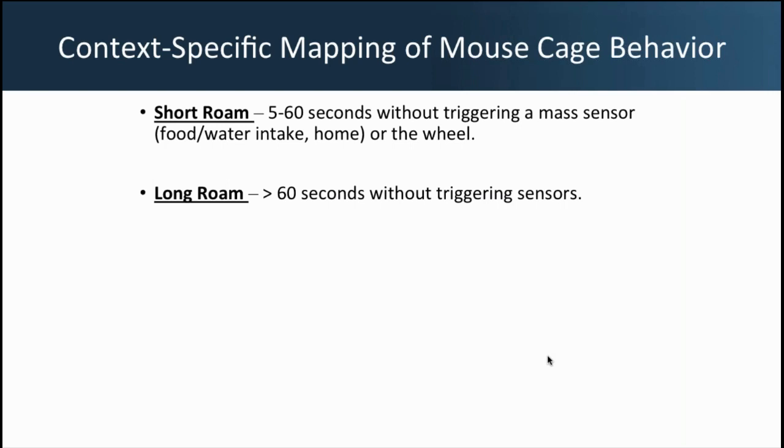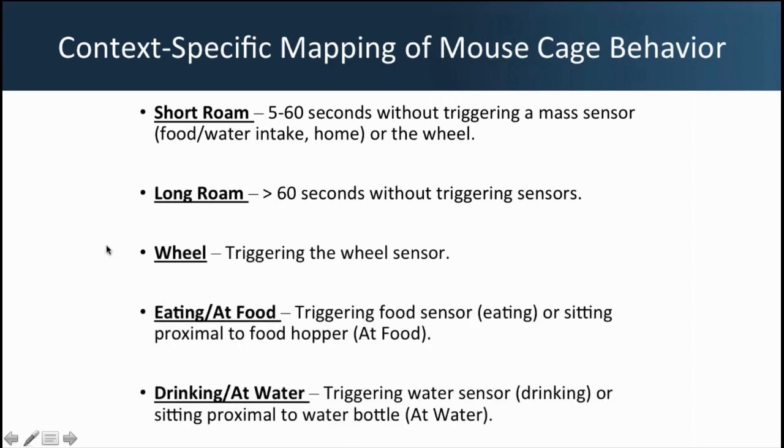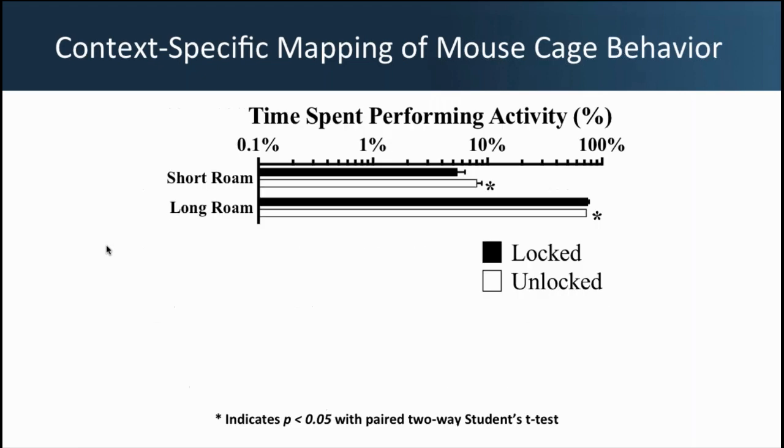And so in order to do that, we use the behavioral transition mapping and the behavioral list data that John showed at the end of his talk. And just to clarify some definitions really quick, this is a short roam or a short lounge, where mice aren't triggering a mass sensor, they're just moving around their cage or sitting still. And then the long roam is a behavior of greater than 60 seconds. And these are pretty intuitive: the wheel, eating food, drinking water.